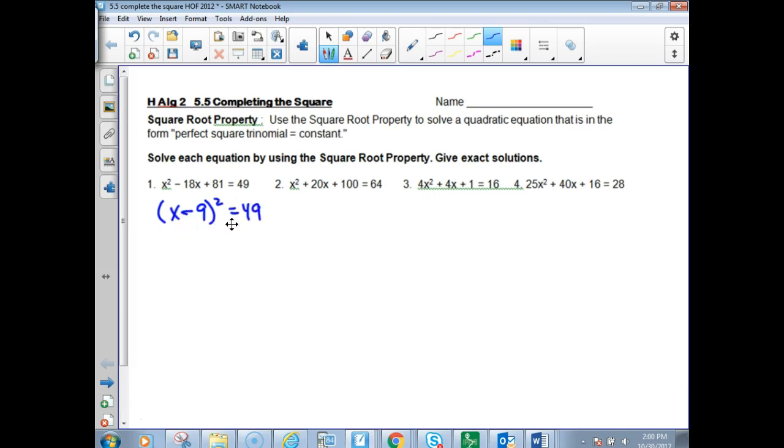You then can take the square root of both sides, and you have plus or minus the square root of 49. My pen's sticking. Okay, and then, of course, that's plus or minus 7. So now I'm going to say x is equal to, and I'm going to add 9. 9, I'd like you to put that first, plus or minus 7. And then I finish it off by evaluating those two exact solutions. So x would be 16, or x is 2.